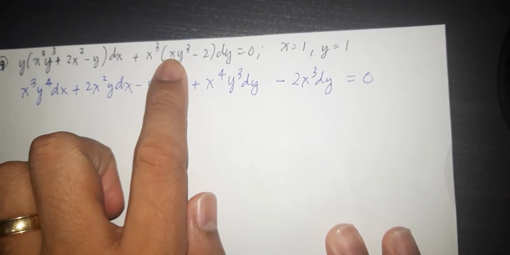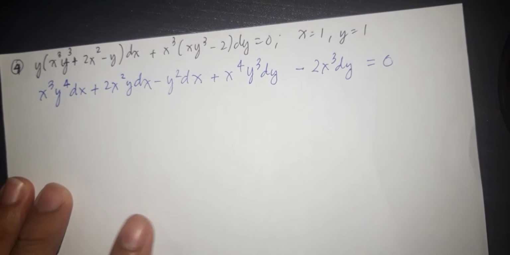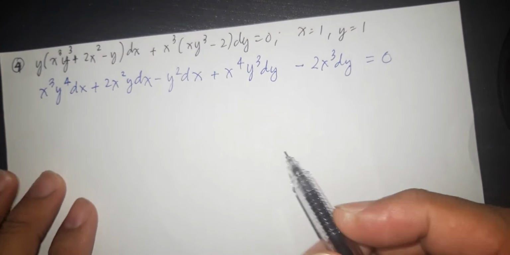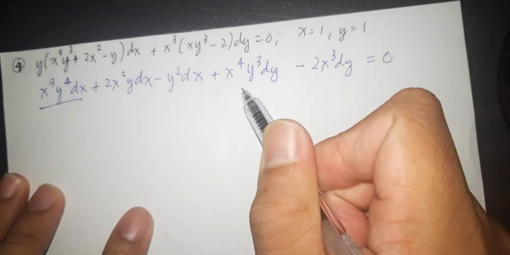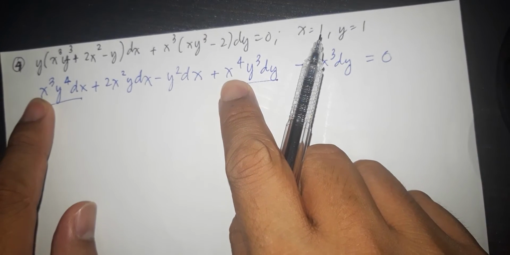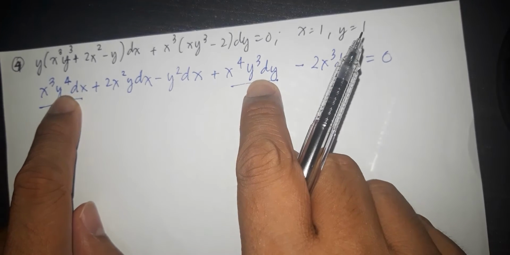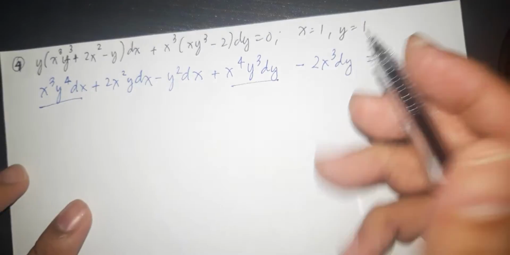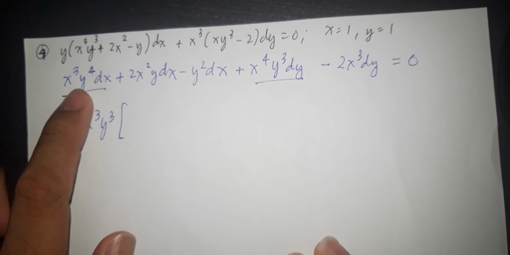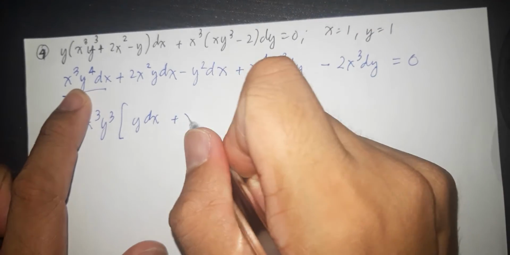So distributing x cubed in each term inside this parenthesis. So now we can find the group of terms by factoring. So notice that this first term and this fourth term have a common factor. This x to the 4th and x cubed, common is x cubed. This y to the 4th and y cubed, common is y cubed. So this is x cubed y cubed as common factor. This now gives you y dx and this gives you x dy.